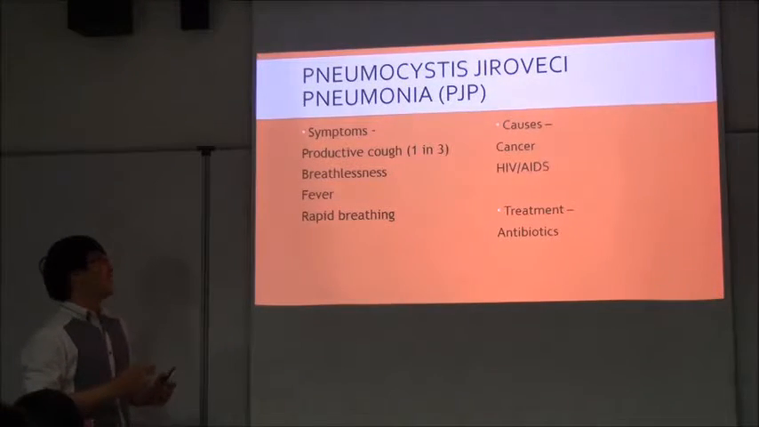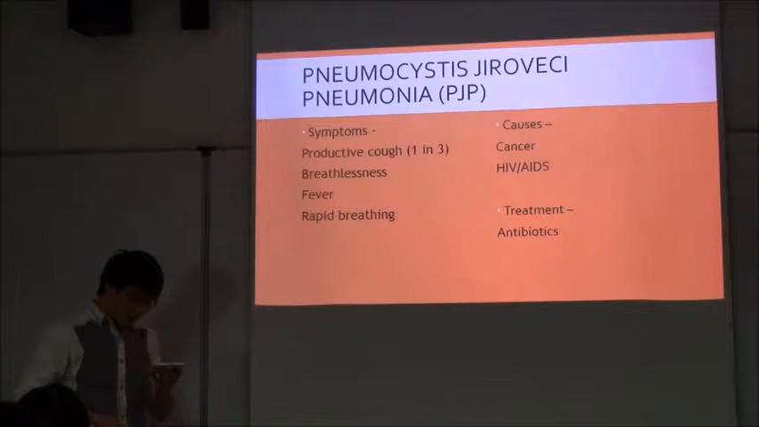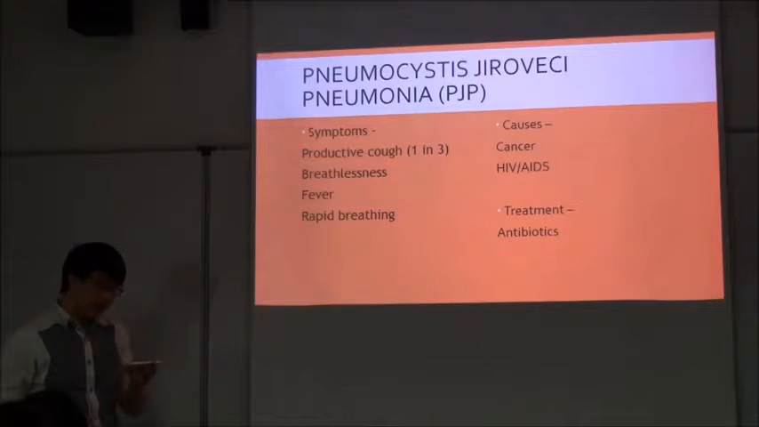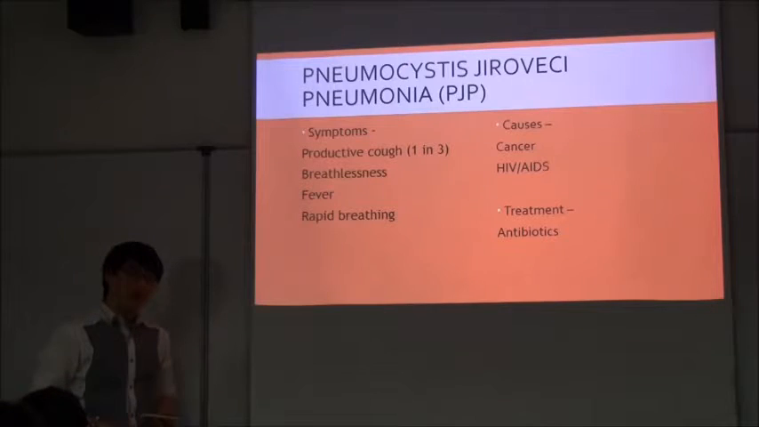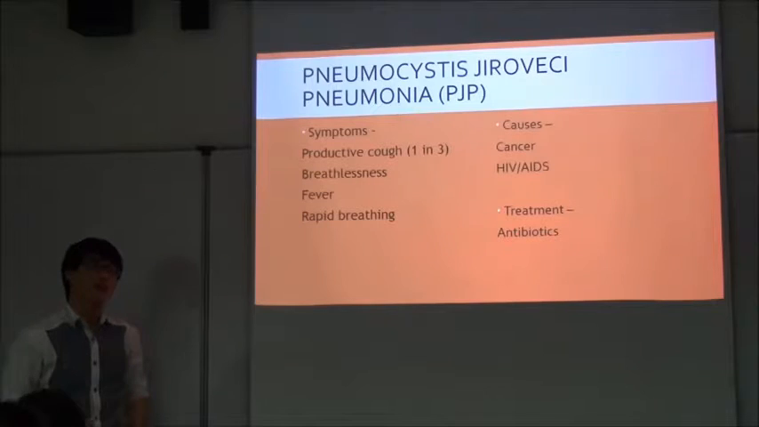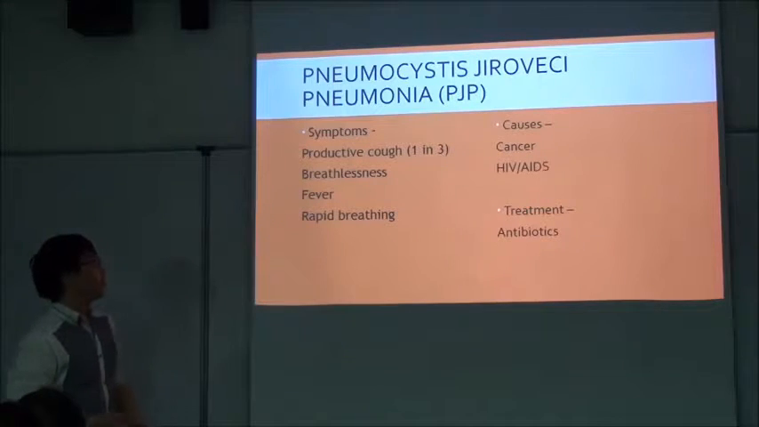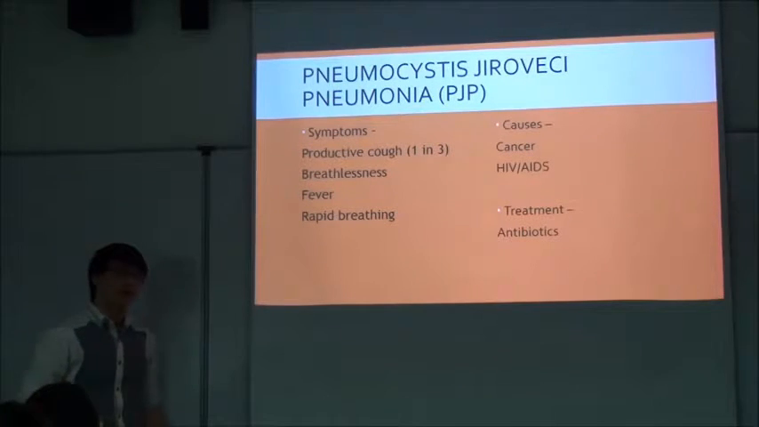PJP. Pneumocystis jirovecii pneumonia is a fungal infection of the lungs and is a complication of cancer and AIDS. PJP was actually a very rare disease in the past before the discovery of AIDS, but after the discovery of the disease, it became a very common issue. The symptoms are productive cough, breathlessness, fever, and rapid breathing.